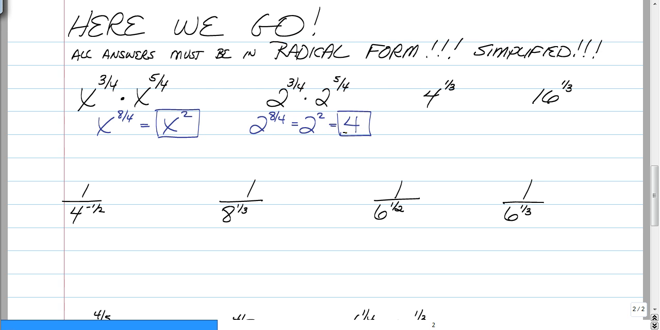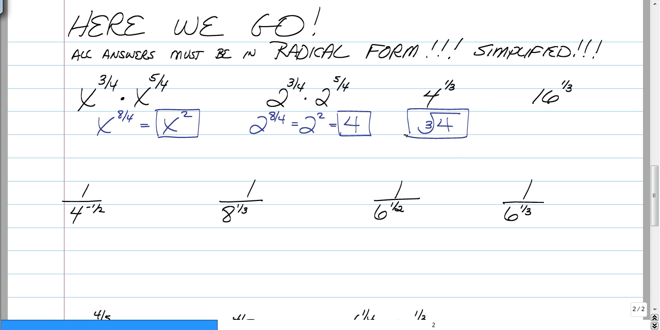You are not allowed to leave this as a fraction, so you must rewrite this as the cube root of 4. Now, if it could be simplified, you would simplify it. But if we were to break down the 4, we would just get 2 and 2. We don't have enough to simplify it, so we just leave it as the cube root of 4.